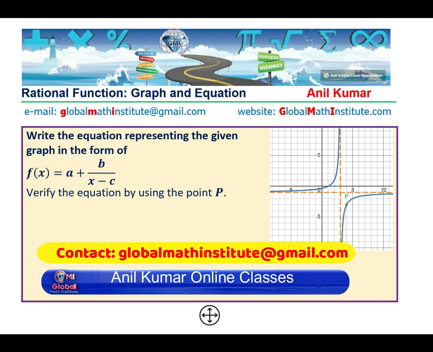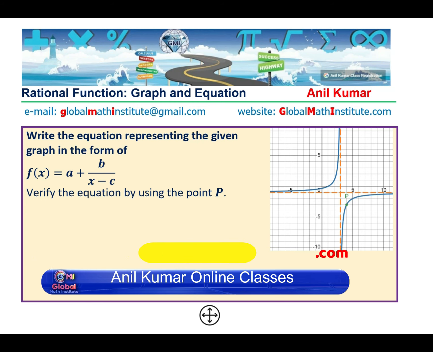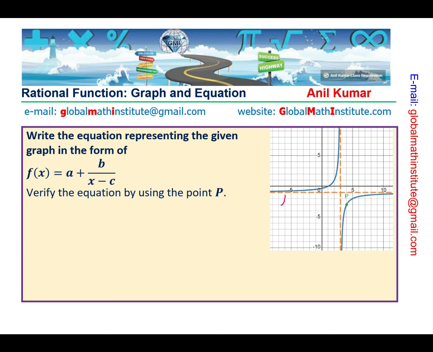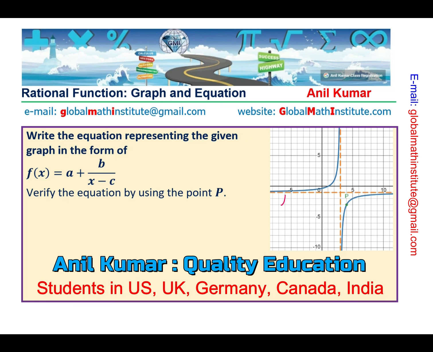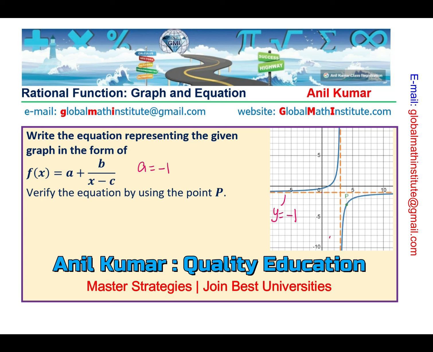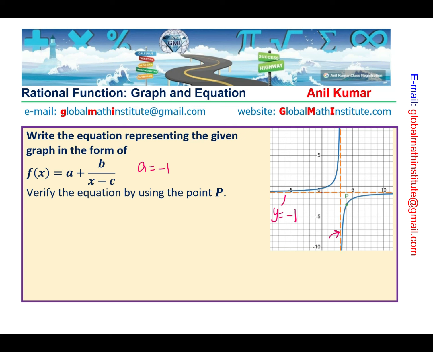That will help, right? So once again, we look into the horizontal asymptote, which is for us at minus 1 this time. So y equals minus 1 means a is equal to minus 1. The vertical asymptote which you are seeing here is now at 3, so which is at x equals 3 means c is equal to 3. Identify the point given to you, point P.